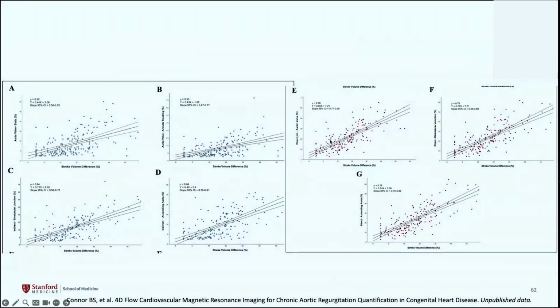There was better agreement between direct quantification of regurgitant volume and fraction on 4D flow with LV volumetry than there was with our 2D phase contrast analogous measurements. So it seems that with 4D flow, we ought to be making direct quantification of the jet as a routine practice.